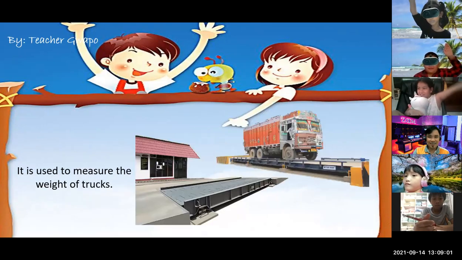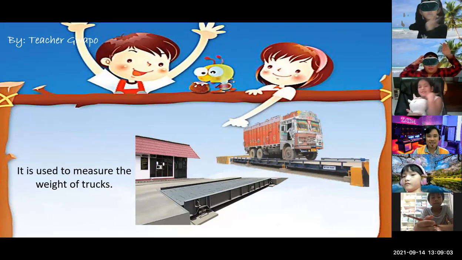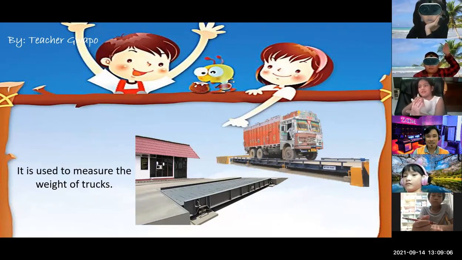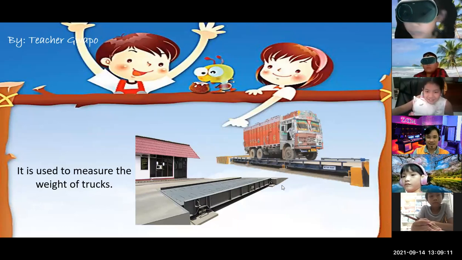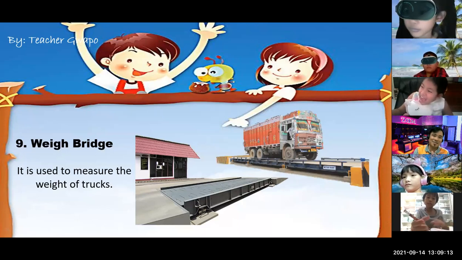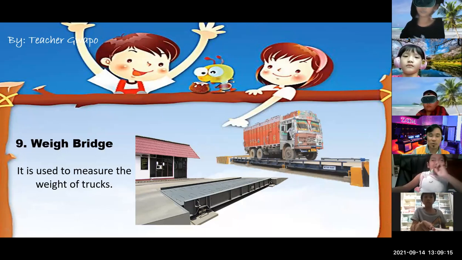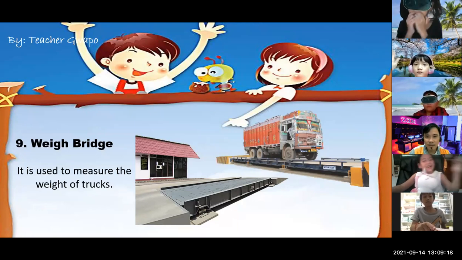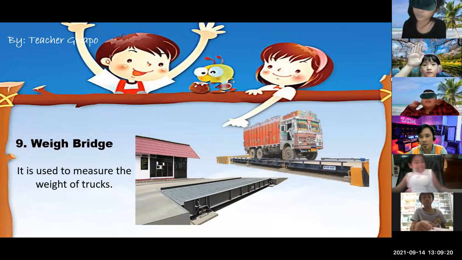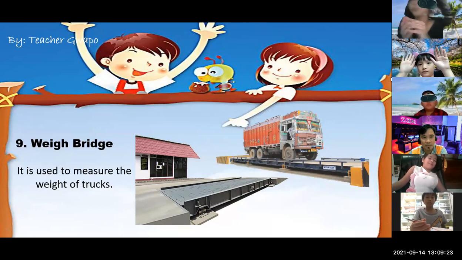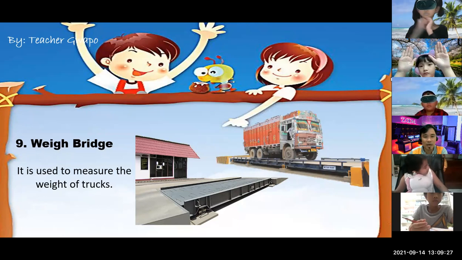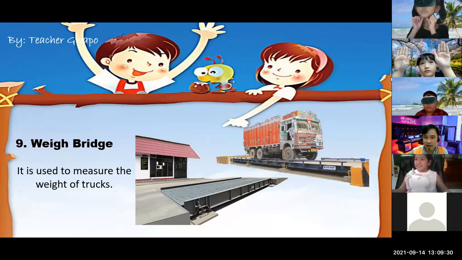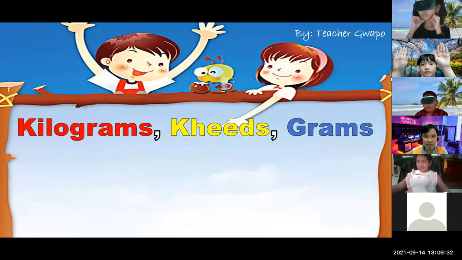And the last one, very common. What is this? Anyone from the class? Weighbridge. Let's see. It's correct. Okay, this is a weighbridge. Thank you so much. So we have 9 weighing scales. Weighbridge is the last one. It is used to measure the weight of trucks, cars, or any vehicles. Okay, thank you. Good job.